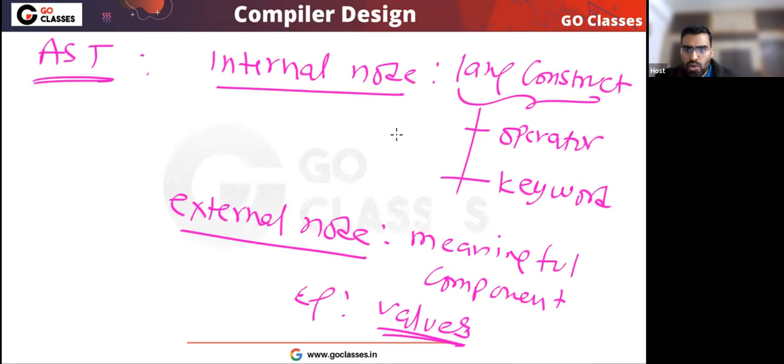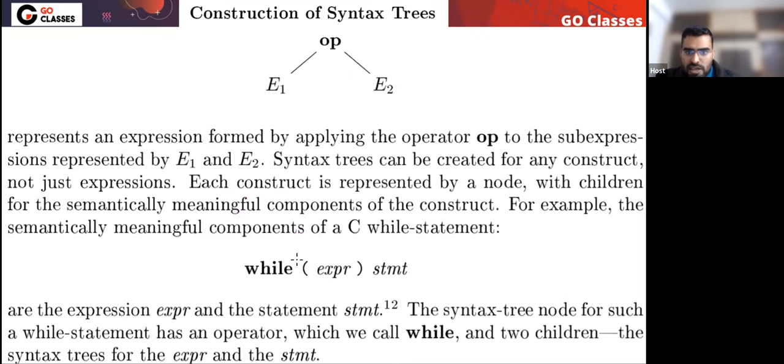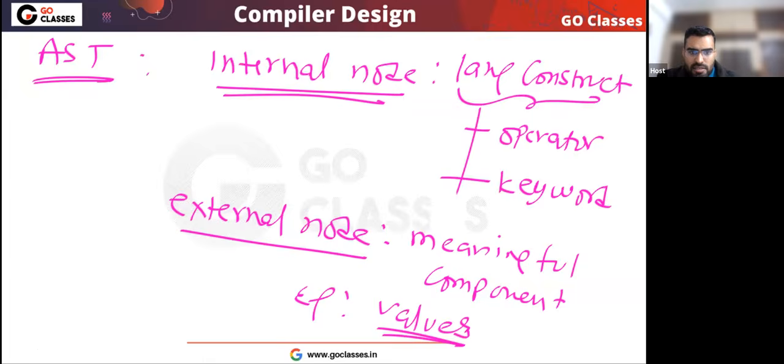Okay, as I told you, an internal node is basically a language construct. So the operator and the keyword become the internal nodes. This will become the internal node, this will become the left child, and this will become the right child. Yes or no? So something like this you will get.